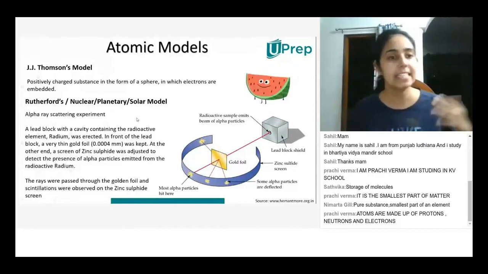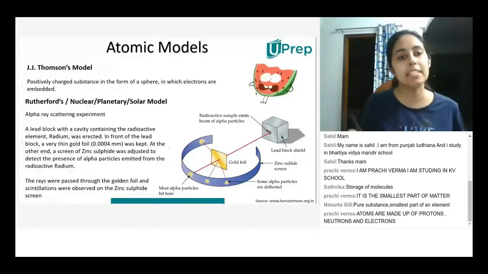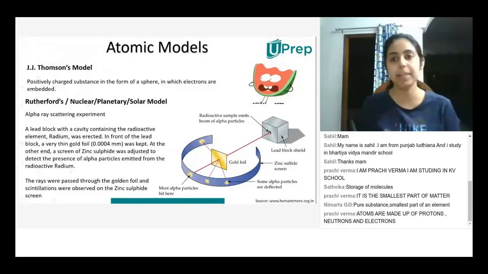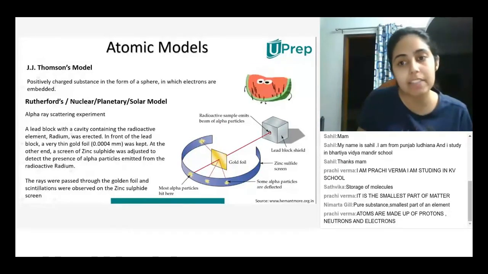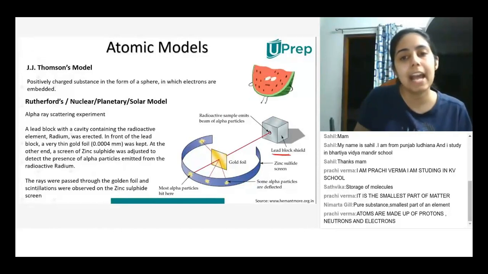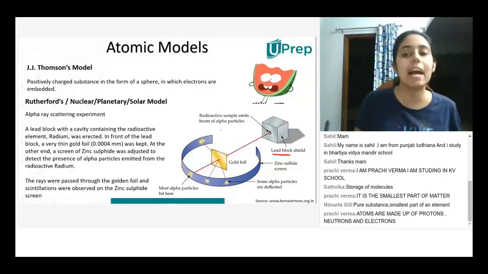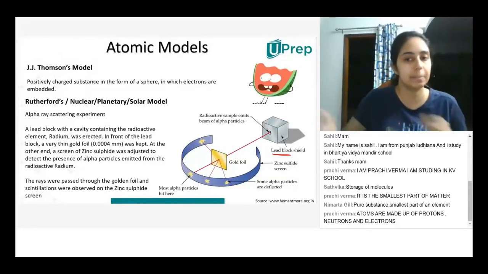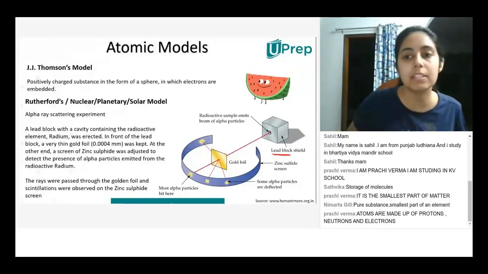Rutherford was a scientist, and let's see what he did. Okay, so he performed this experiment called the alpha ray scattering experiment. And basically what he did, he put a radioactive substance inside this block of lead. So this is a block of lead, and he put some radioactive substance inside this. Now, can you tell me why did he have to use this block of lead? He could have simply just kept the radioactive substance, right? What is the purpose of this lead block?